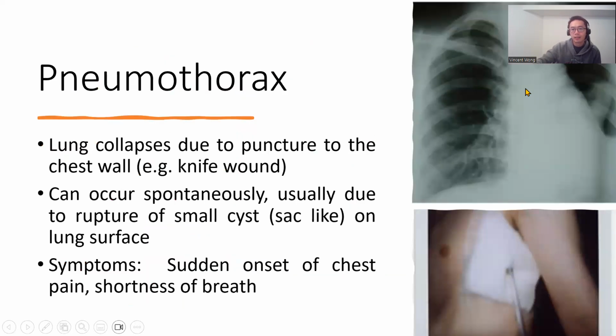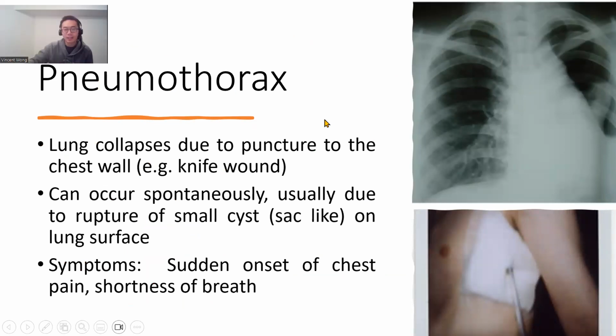All right, enough about smoking. Let's talk about other things that are also kind of scary, but could happen. Pneumothorax. This is where the lungs collapse due to a puncture in the chest wall. Okay? And that could be caused by things like a knife wound. Okay. Hopefully this never happens to anyone.